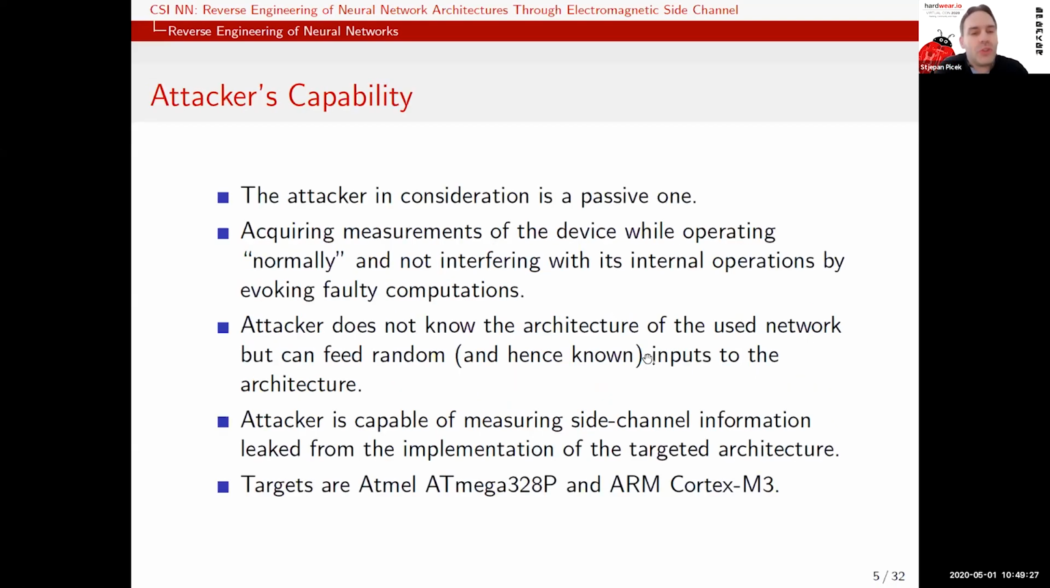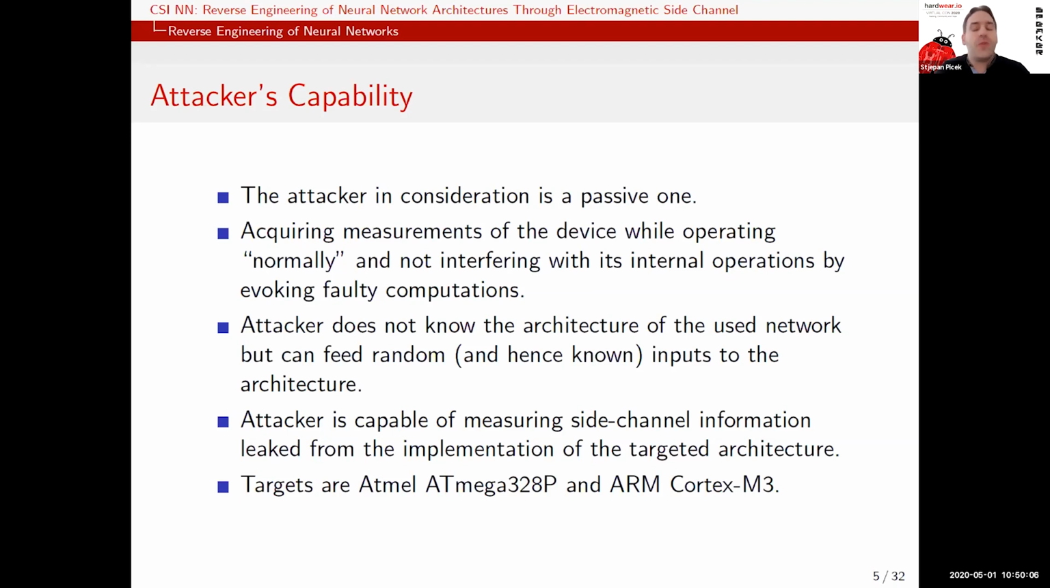So what do we do? Our attacker is a passive one, which means the attacker can only listen. He will not change anything. He will acquire measurements of the device and that device operates normally. He will not do any kind of fault injections, nothing that goes into the domain of active attacks. Of course, the attacker does not know the architecture of the used neural network, but he can feed random inputs to the architecture. This is a very important point: he needs to be able to feed known inputs to the architecture.